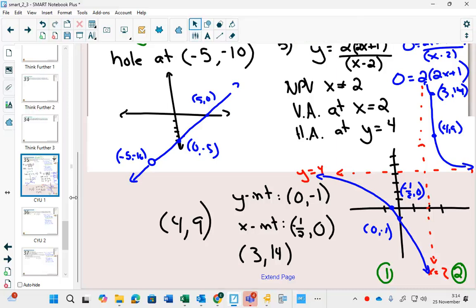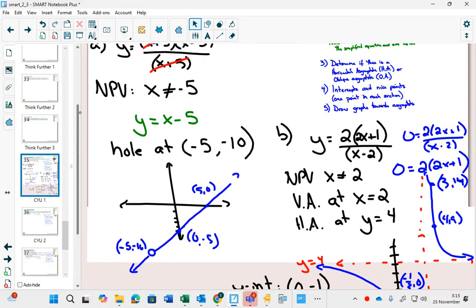So that's what step 4 means when I say 1 point in each section. Sometimes your x-intercepts and y-intercepts will be enough and you don't have to do any other points. But in this case, we needed 1 extra nice point to figure it out. There are some graphs where you need multiple extra points before you can figure it out, because there's not enough information. But once you've got enough points, then you just draw your graph towards your asymptotes, and you're done.